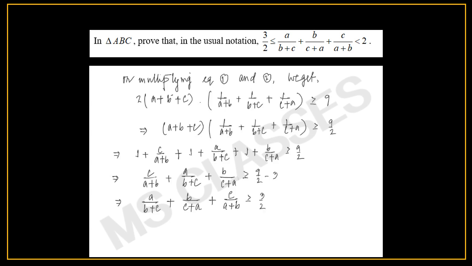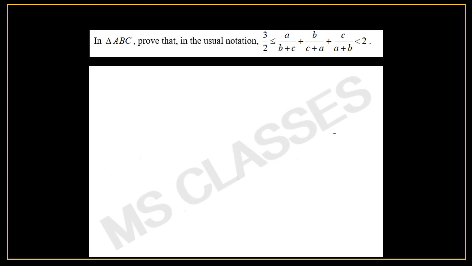So this is one part of the required expression. Now we move on to the next part, where you have to show that this sum is less than 2. Now if you see here, first of all, B plus C is definitely greater than A, C plus A definitely greater than B, and A plus B greater than C. Now we can start in this way: A by B plus C, where we know that B plus C is greater than A. We can write that this is less than A plus A by A plus B plus C.